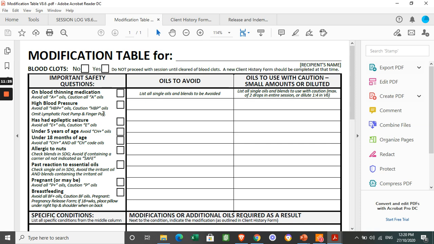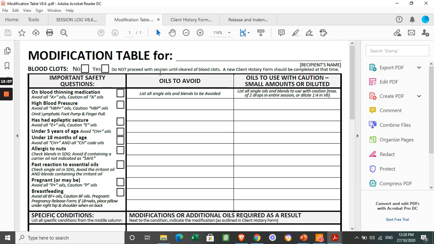Remembering that your safety data guide is that hard copy book you were sent, or you may have already printed the digital copy if you're keen to get started. It's going to have all of the codes in there and what oils pertain to what particular contraindications and ailments to look for. So if someone had epileptic seizure, you would avoid all E+ codes. If someone had high blood pressure, you would avoid all HBP+ oils, and then you would use with caution HBP oils. Or if someone was on blood thinning medication, you would avoid all A+ oils and use caution with A oils.